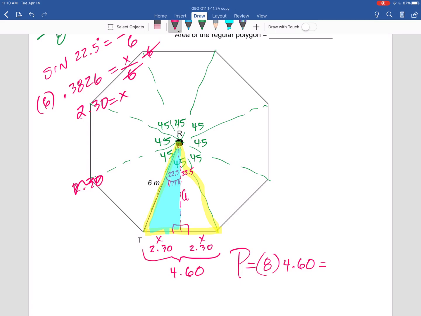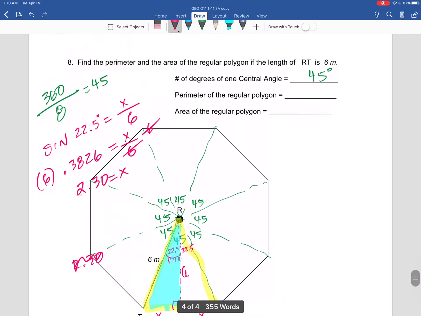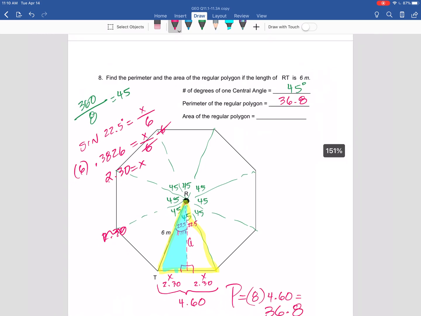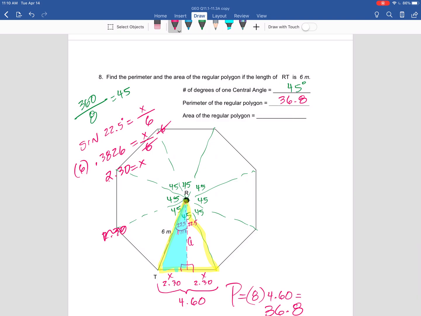36.8. There it is. That's our perimeter. Let's put that in. 36.8. What about the units? Well, the units here were meters, so yeah, perimeter is going to be meters also.